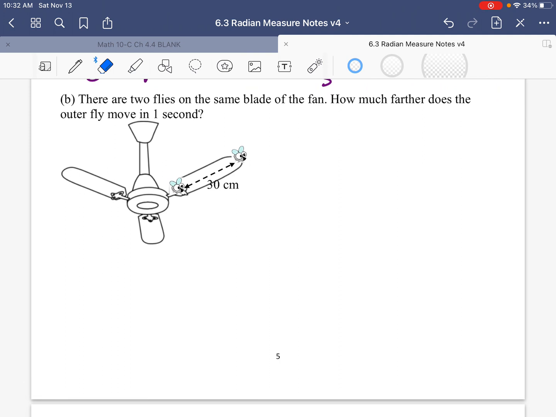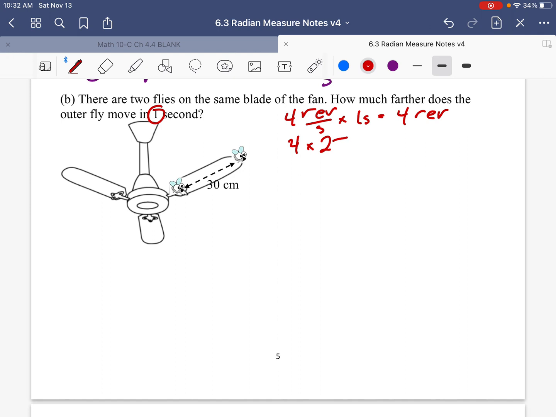Now, a more typical question on the diploma will be calculating 2 or more arc lengths and comparing them. Usually you end up calculating 2 arc lengths. There are 2 flies on the same blade of the fan. How much farther does the outer fly move in 1 second? Now, 1 second is 4 revolutions. 4 times 2 pi r.